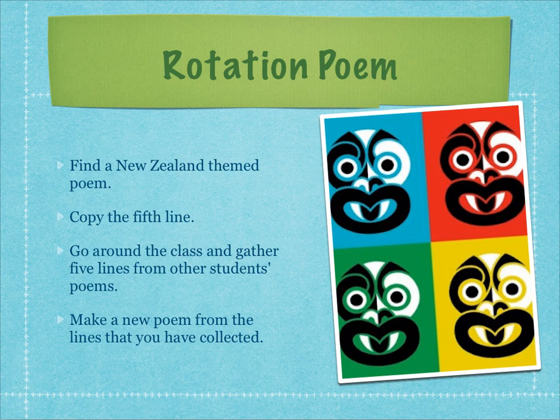The rotation poem. This will be done in class together. Each student will find a New Zealand themed poem. You will then copy the 5th line. You will then go around the class and gather up 5 lines and make a new poem from the lines that you have collated.